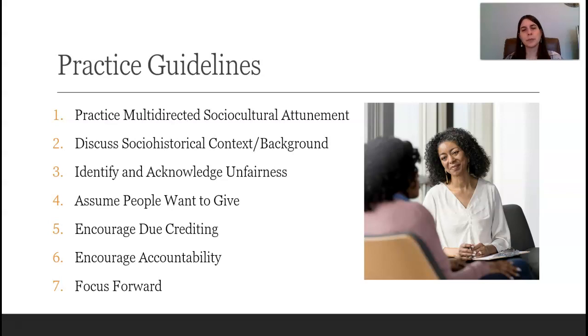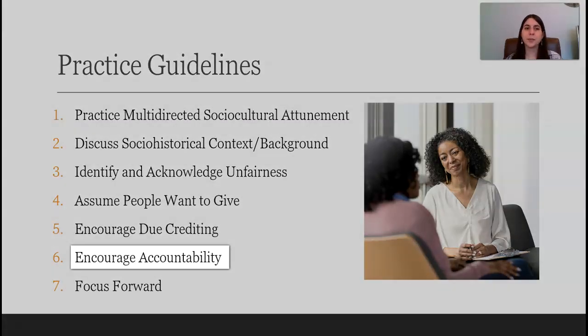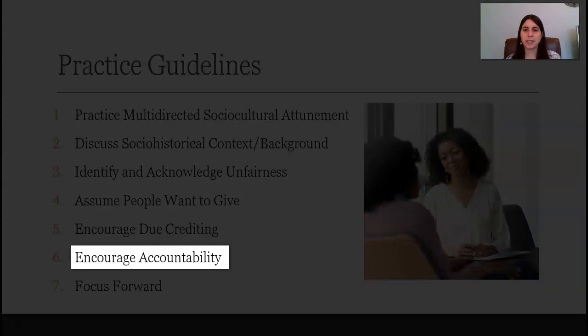And going back for a minute to what I said earlier about exoneration, this is one of those places where if somebody isn't present for family therapy, or perhaps they're no longer alive, you might be able to encourage a client to think about the positive contributions that that person made, even if there were challenges that they had in their relationship with them. And then you want to encourage accountability.